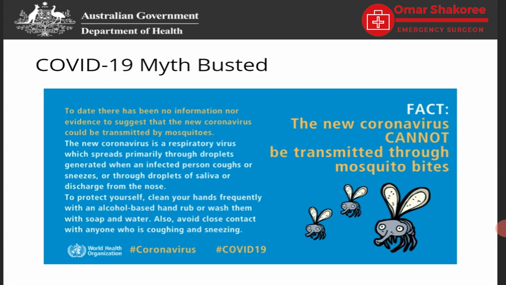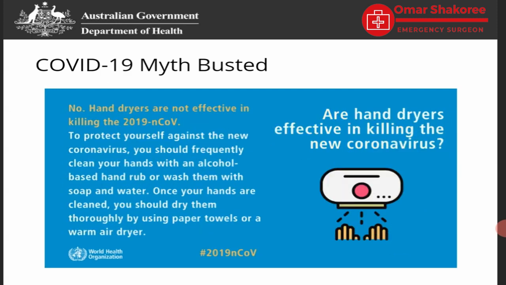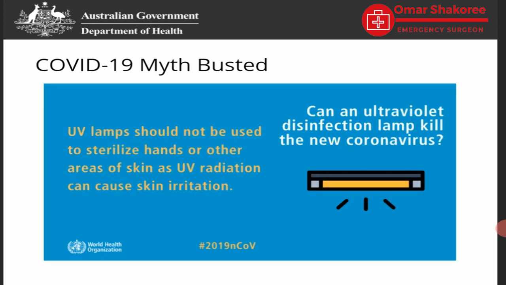The new coronavirus cannot be transmitted through mosquito bite. Until now, the new coronavirus cannot be transmitted through mosquito bite. Now, are hand dryers effective in killing the new coronavirus? No, hand dryers are not effective in killing COVID-19. Can an ultraviolet disinfection lamp kill the new coronavirus? UV lamps should not be used to sterilize hands and other areas of skin, as UV radiation can cause skin irritation. So we cannot use it just to kill the viruses.